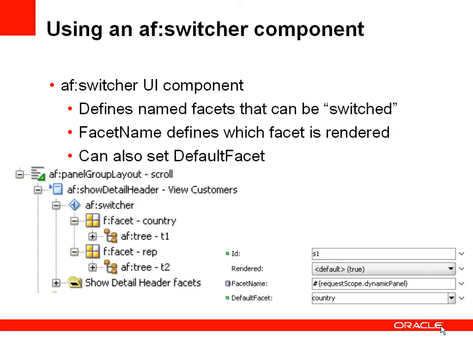You can hard code this value, or typically, as we see in the example here, you might choose to read the value of the facet name from some dynamic area. In this example, we'll be using the request scope memory to hold the value of which facet should be displayed. And in the demonstration, you'll see how that value can be set by using a menu component. So let's look at this in the demonstration.